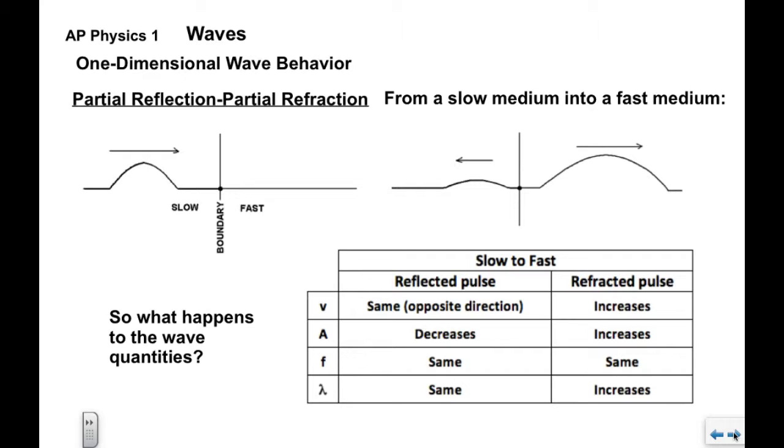When we look at what happens to each of the wave quantities, on the left here you have the reflected wave pulse. The velocity is the same but in the opposite direction. The amplitude decreases, frequency and wavelength are the same. In the refracted wave pulse in the new medium, we have an increased velocity. That's the slow to fast. So the velocity increases, the amplitude increases, the frequency is the same, and of course because velocity increases, the wavelength must also increase.